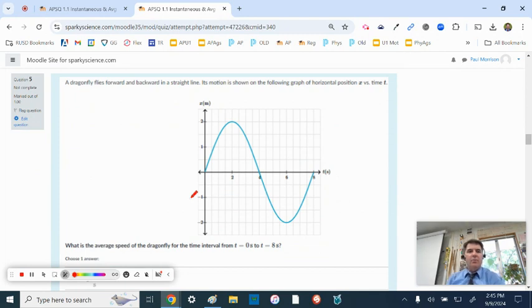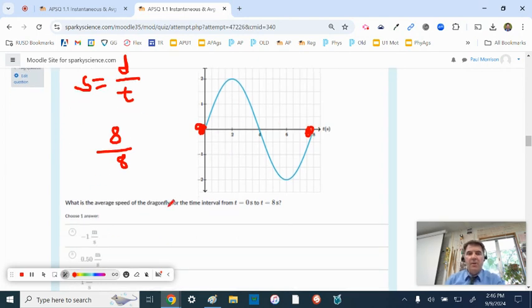Dragonfly flies forward and backwards. Average speed. Okay, so this one catches some people. Remember, speed is different. Speed is equal to distance over time. That's not velocity. So it's the total distance traveled. We're going to go 2 and then 2 and then 2 and then 2. So we're going 8 meters total, and we're doing it in 8 seconds. So that's the average speed. The average velocity is actually 0 because you end up where you started. So final minus initial is 0 in 8 seconds. That one throws some people off.